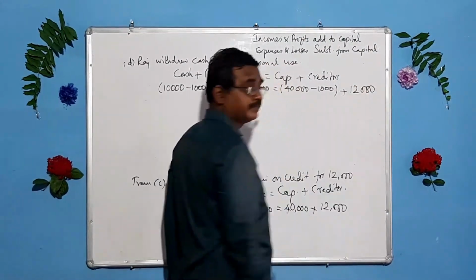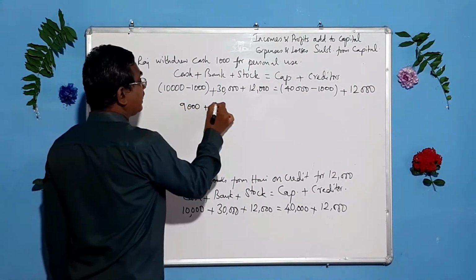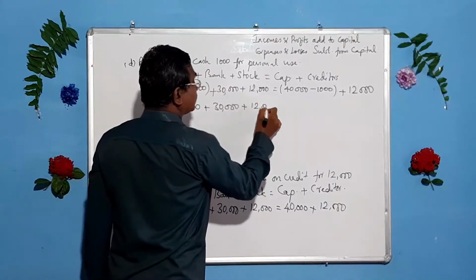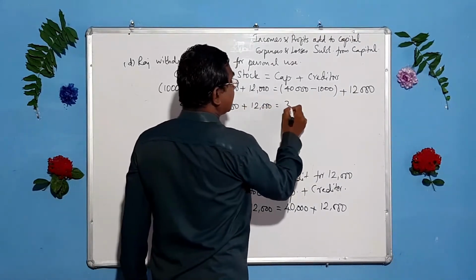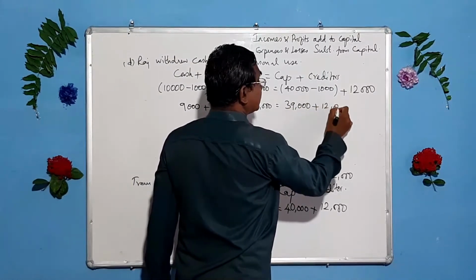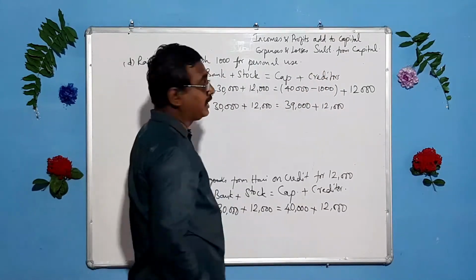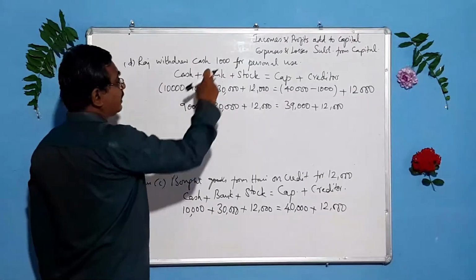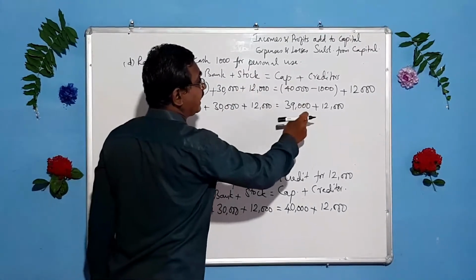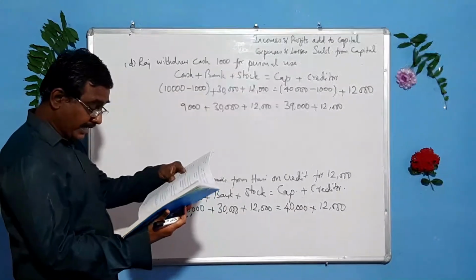12,000. Now cash becomes 9,000, bank 30,000, stock 12,000, and capital becomes 39,000 plus creditors 12,000. And this is the equation and this is the amount. Cash is 9,000, bank is 30,000, stock is 12,000, capital is 39,000, creditors is 12,000. And let us go to the next one.